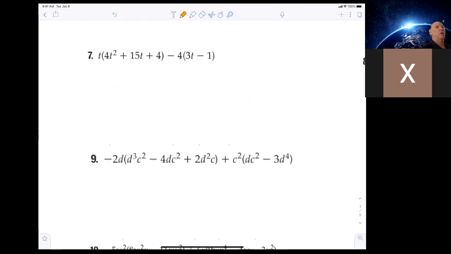All right, here we go. Now, on number 7, you have to do the distributive property twice, and then you have to combine terms. So T times 4T squared is 4T cubed plus 15T squared plus 4T minus 12T plus 4. Now we're going to combine terms. The only 2 terms we can combine are the ones with T. So now I have 4T cubed plus 15T squared minus 8T plus 4.